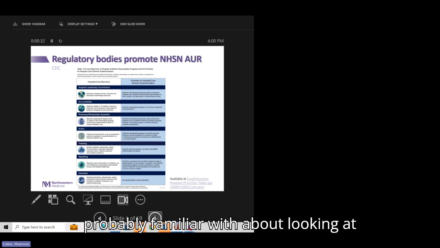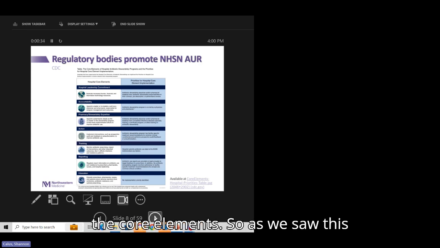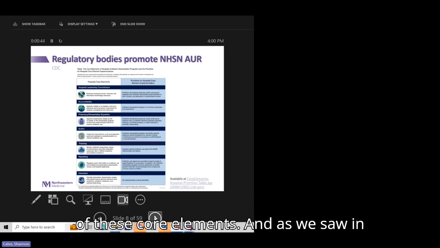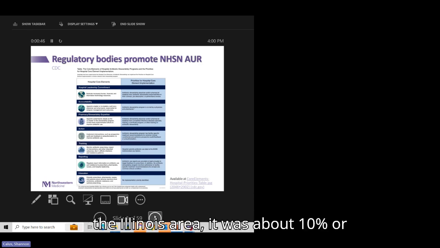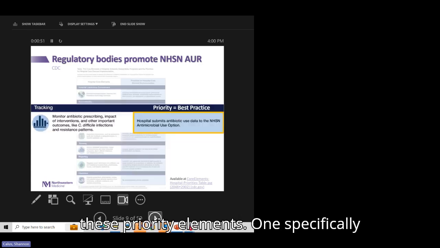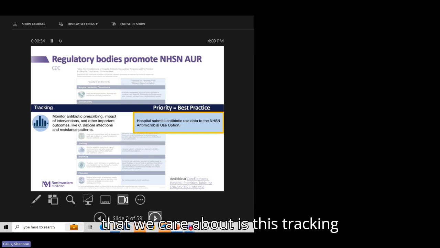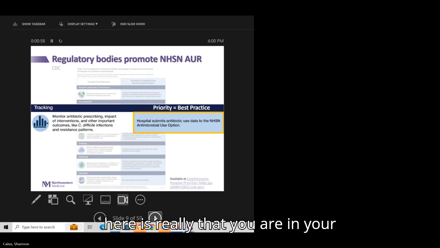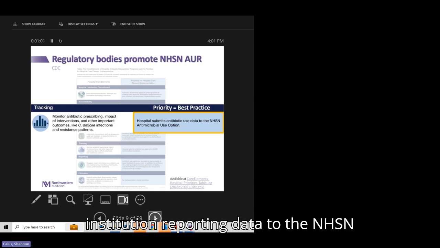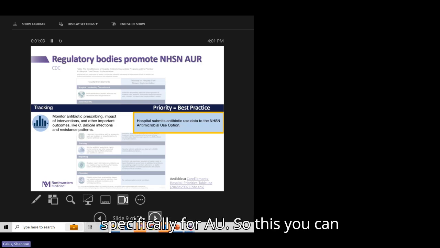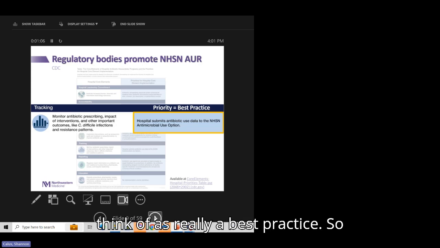So this is something that you're probably familiar with, but looking at the core elements. As we saw this morning, a lot of institutions are doing a pretty good job with the basic core elements. And that led to this enhancement of priorities for these core elements. As we saw in the Illinois area, about 10% or less said that they adhered to these priority elements. One specifically that we care about is this tracking measure. The prioritized element here is that your institution is reporting data to the NHSN, specifically for AU. So this you can think of as really a best practice.